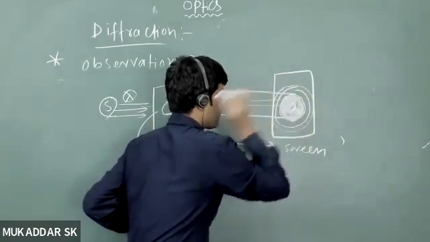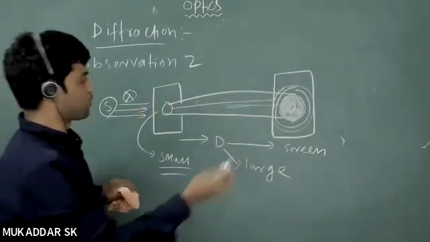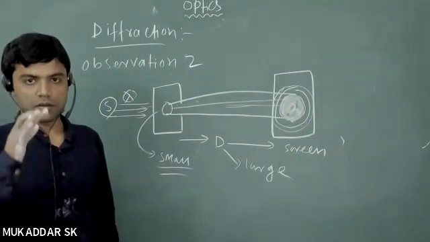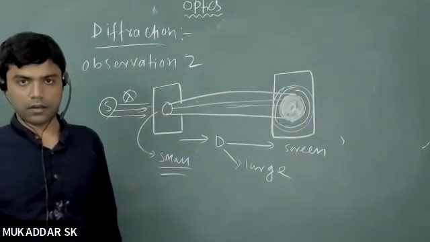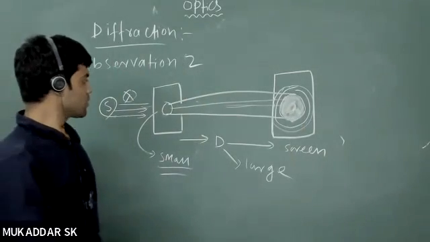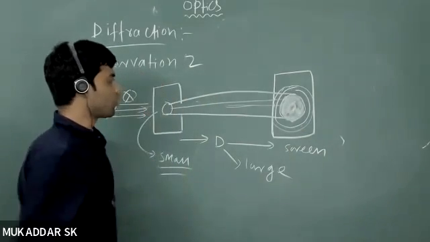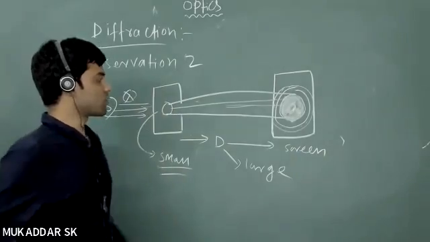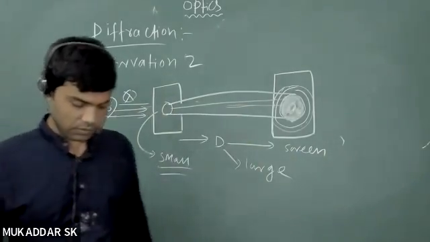We observe that there is another bright. So this screen contains alternating fringes: bright, dark, bright, dark. Why is this happening? Because light is no longer traveling in a straight line, it is actually bending. That's why you are getting this kind of phenomenon.